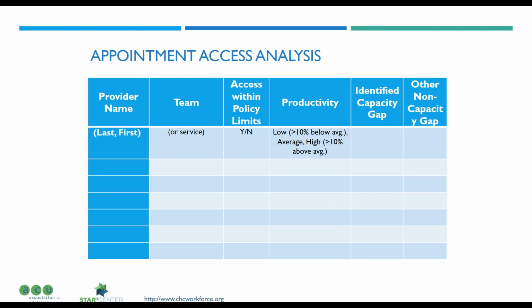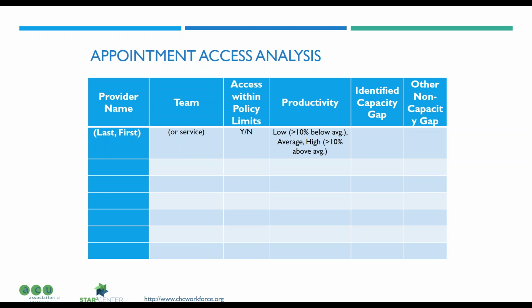And then for the bigger analysis, not the week-to-week one, but maybe more on a monthly or annual or quarterly basis, taking a look at, okay, we have providers with clear appointment access issues. So for those particular providers, not the whole laundry list, but just the ones that you pull out, and again, you might be 10% below or 10% above the average for productivity, and whether or not their access is within policy limits, you can do an appointment access analysis related to productivity.